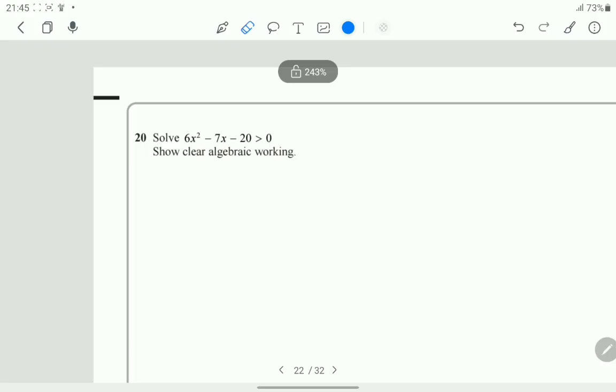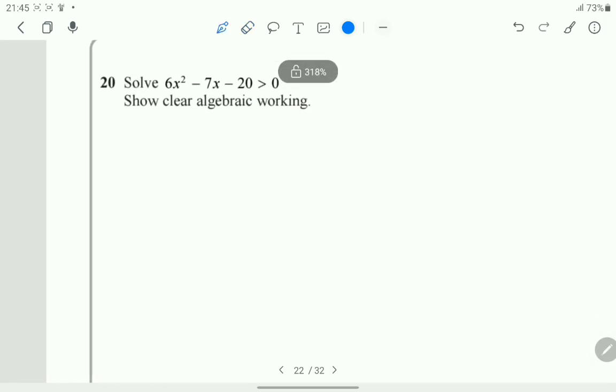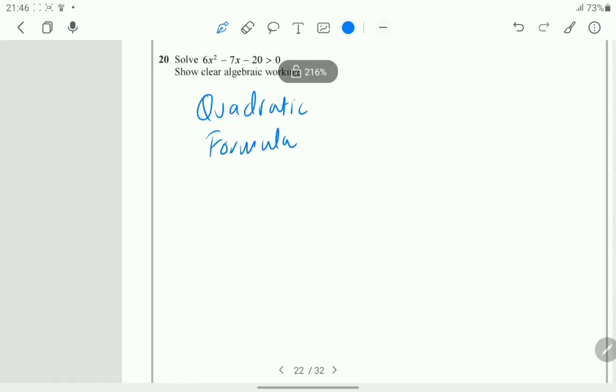So question 20 states: solve x squared minus 7x minus 20 is greater than 0. Notice that this is an inequality and not an equal sign. So we cannot solve quadratic inequalities like we solve algebraic inequalities. First of all, you need to find the values of x. Step 1 is to find the values of x. I will use the quadratic formula. You can use factorization, and this is the quadratic formula.